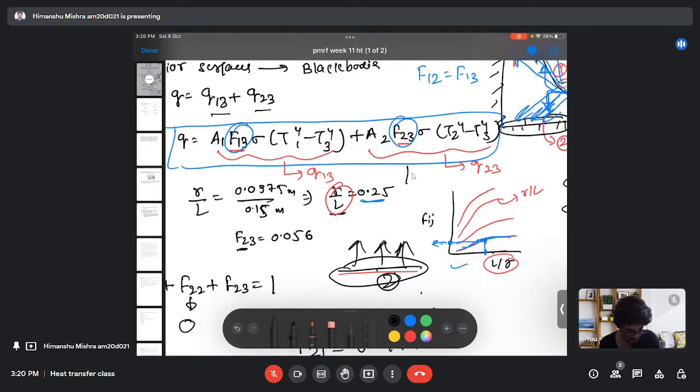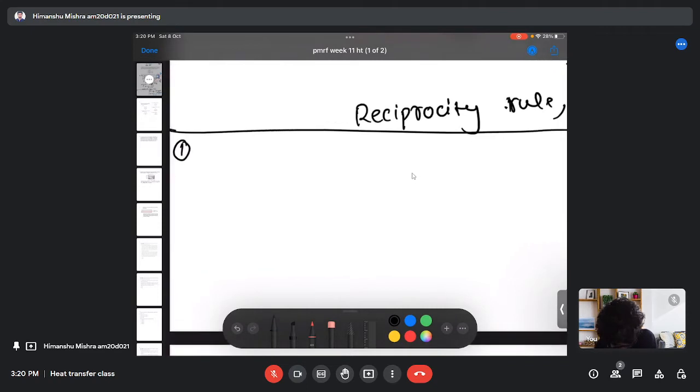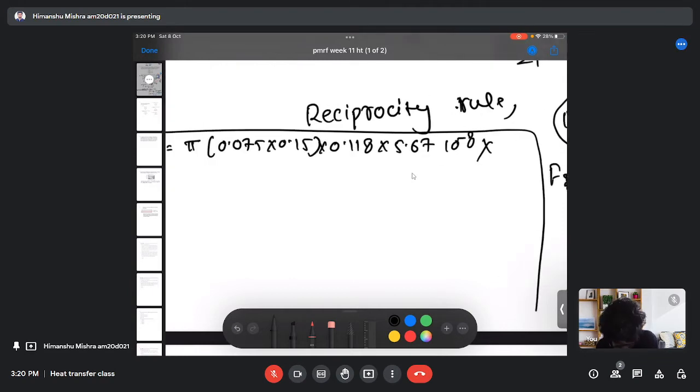So I am using this equation 1 to find the heat transfer. So this is my area, and this is my view factor multiplied by Boltzmann constant, and the temperature is.